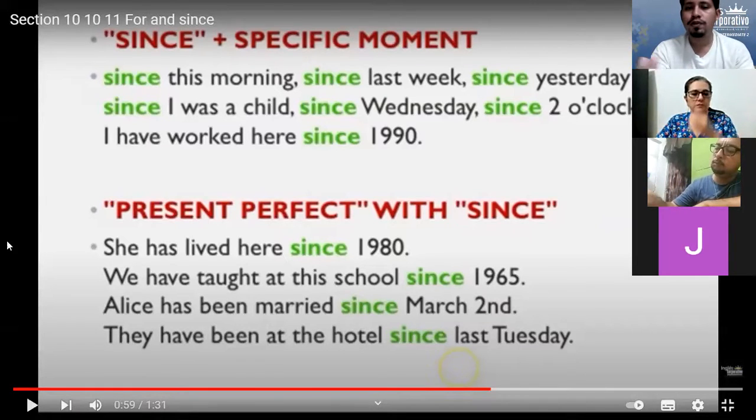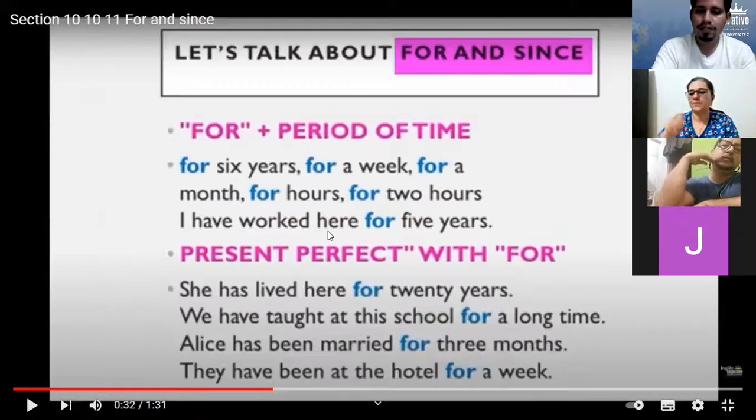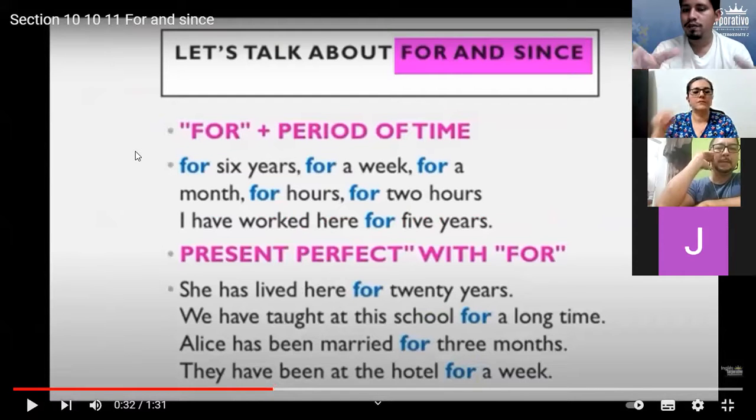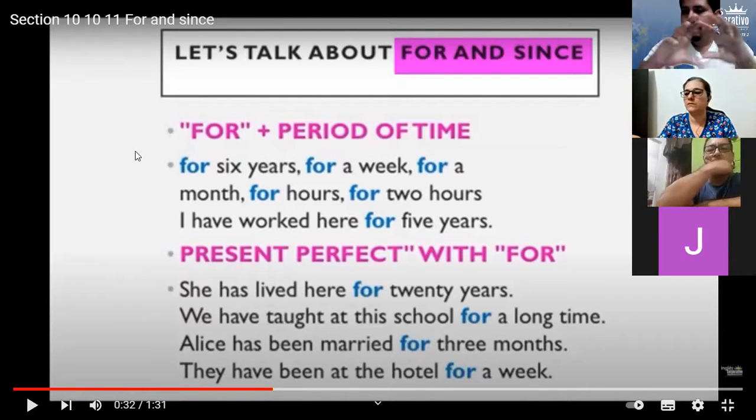We're not going to be doing it like in the previous slide, where we were using for, because with for, you notice in this part, we're going to be answering a little bit more generally, like 6 years, like a week. We are setting just a period of time.